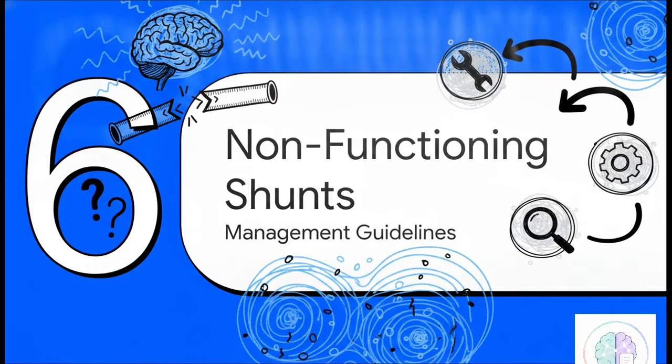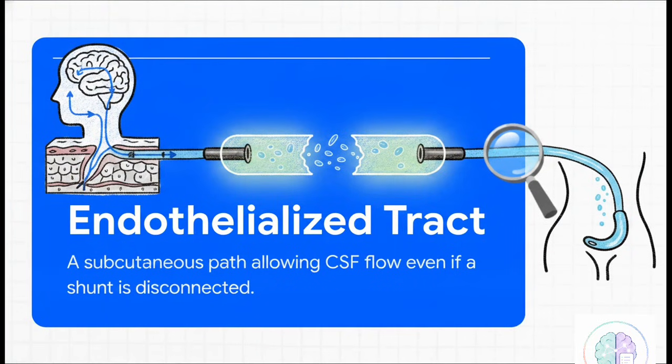Finally, Section 6, managing non-functioning shunts. Okay, before you even consider removing a broken shunt, you have to understand this wild anatomical loophole. A disconnected shunt might actually still be doing its job. How is that possible? Well, it allows cerebrospinal fluid to flow through what's called an endothelialized subcutaneous tract. The body literally builds its own biological tunnel right around the hardware. So even if the mechanical tubing snaps or separates, the fluid is still finding a path to drain.